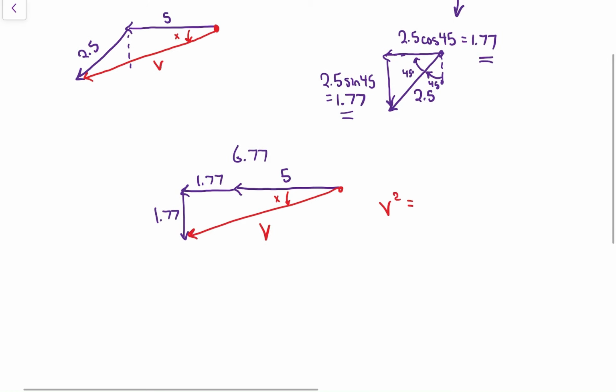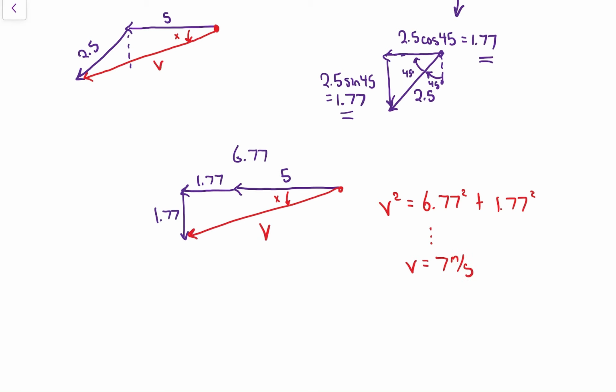V squared is 6.77 squared plus 1.77 squared. You can double check within rounding. I got a nice clean number of 7 when I did that. To get the angle, the tan function this time, instead of doing sine law, is 1.77 over 6.77. Again, double check my algebra, but I'm getting 15 when I do that. If you did it the sine law, cosine law way, within rounding, we should have got the exact same answers.